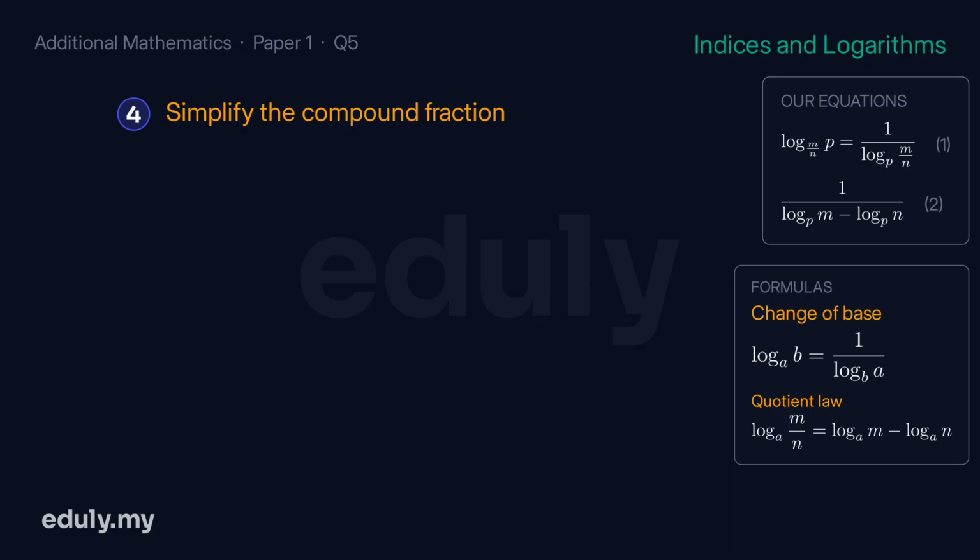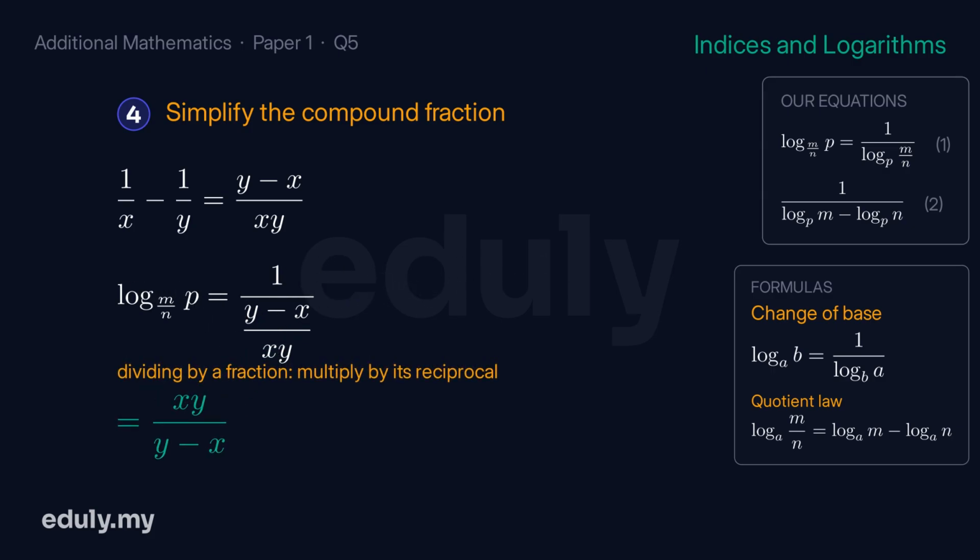Step 4. Tidy up the fraction inside the denominator. Bring 1 over x and 1 over y to a common denominator of xy. The top becomes y minus x. Putting that fraction back into the denominator, dividing by a fraction is the same as multiplying by its reciprocal. So 1 over open bracket y minus x over xy close bracket becomes xy over y minus x. That is our answer.